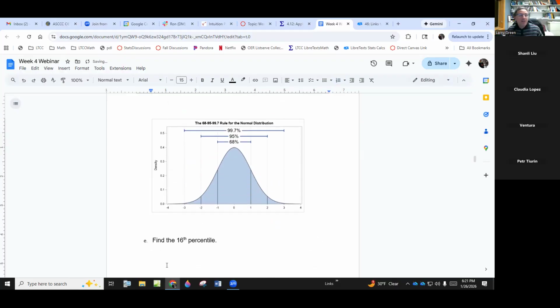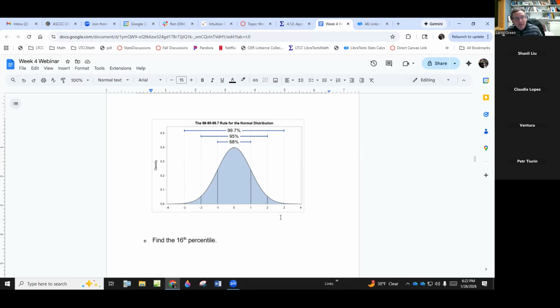Okay, let's find the 16th percentile. Do you remember what it means to even say 16th percentile? Are you a large number or a small number if you're 16th percentile? Are you left or right? So are you on the left side or the right side? Yeah, you're on the left side. So 16th percentile is going to be on the left side somewhere out here. What that means is 16% is to the left of you.